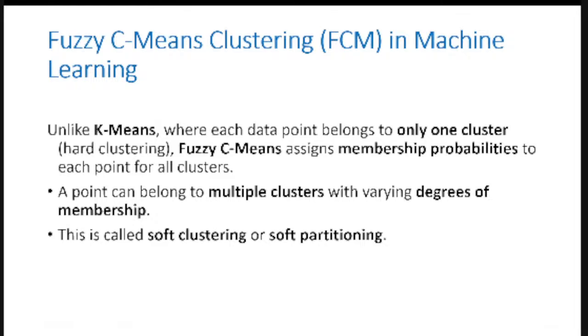Second, a point can belong to multiple clusters with varying degrees of membership. This type of clustering is called soft clustering or soft partitioning.